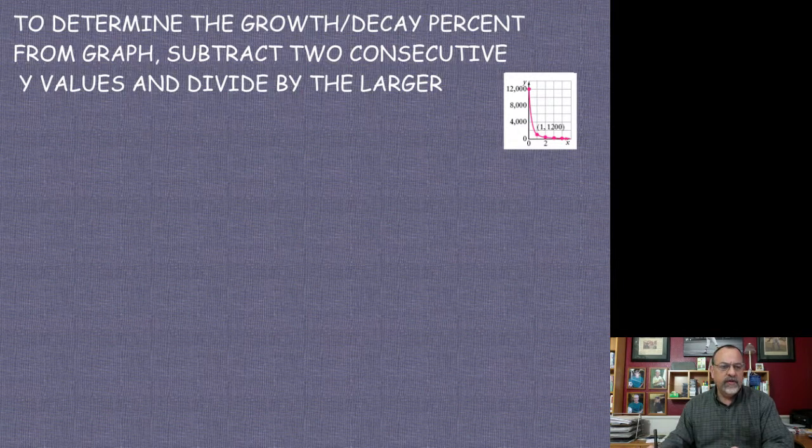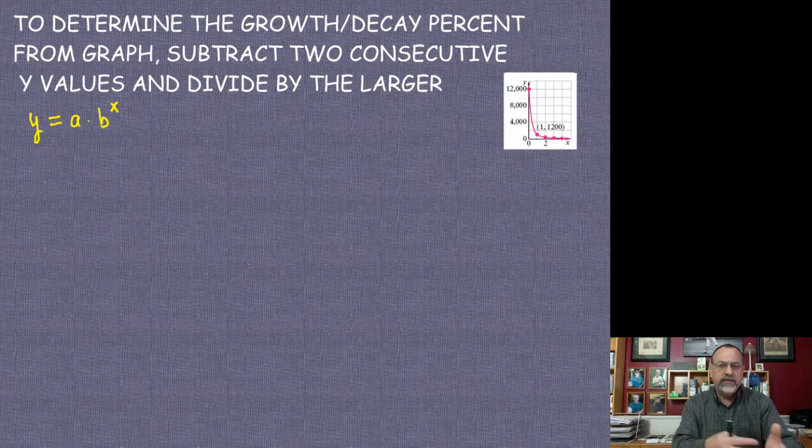Now, in order to do that, we need to understand that when we're asked to write an algebraic model of an exponential growth or decay, we need to bring to mind that the equation for that model is going to be y equals a times b to the x. And our job is going to be to determine the value of a and the value of b. And in order to do that, we need to know what those letters represent.